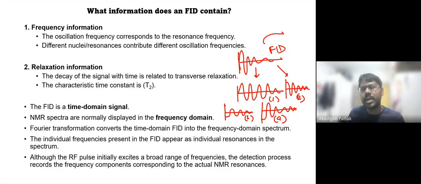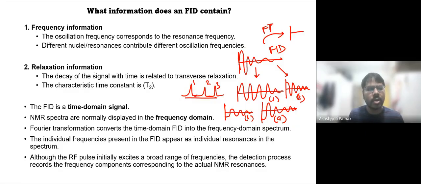And then this is Fourier transformed. So this is in the time domain. When you do a Fourier transform of this, then you get the signals. All the different signals can be deconvoluted, and you can identify that this is for this particular nucleus, this signal is from another nucleus, and this can be from another nucleus. So when you do a Fourier transform and convert it into the frequency domain, only then can you get the information of all the frequencies which were present in the free induction decay signal.